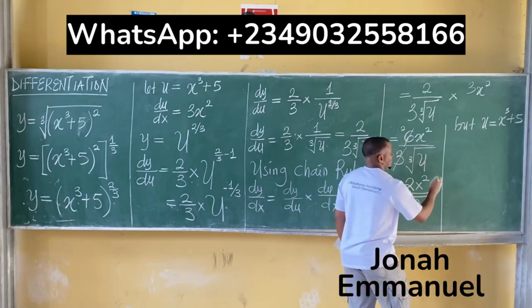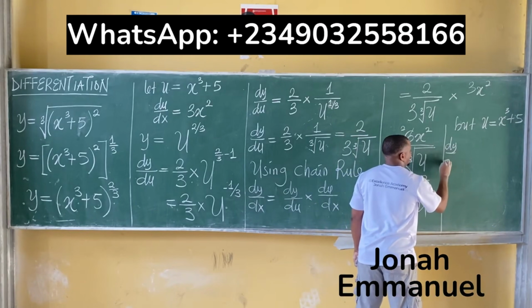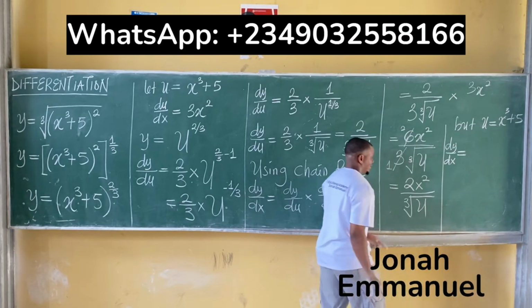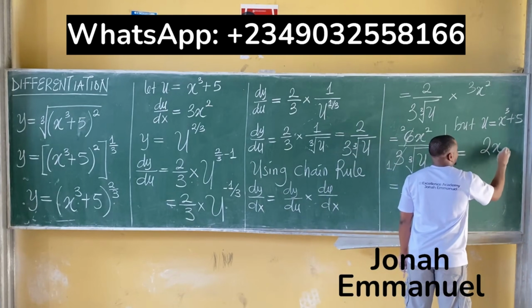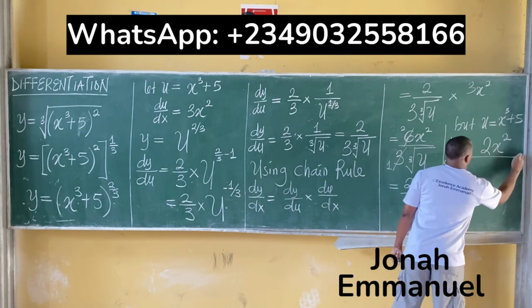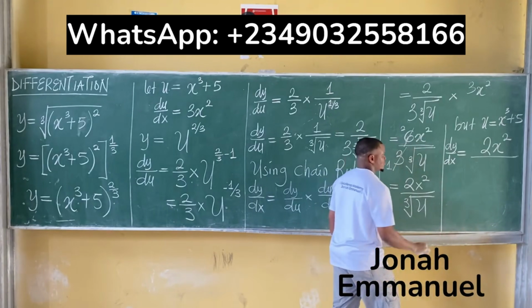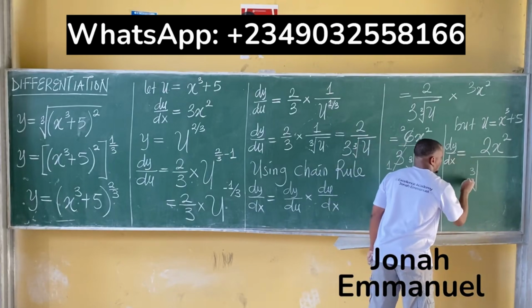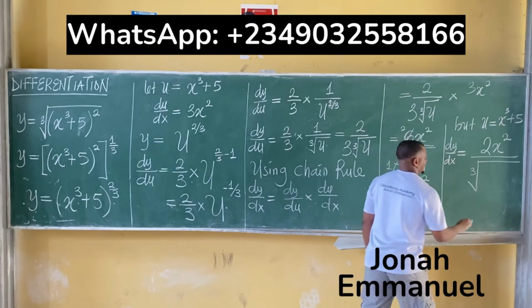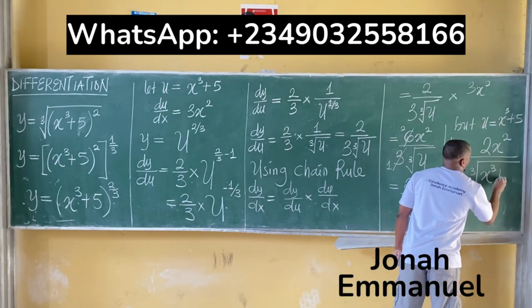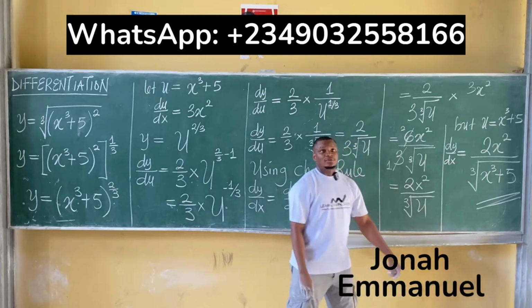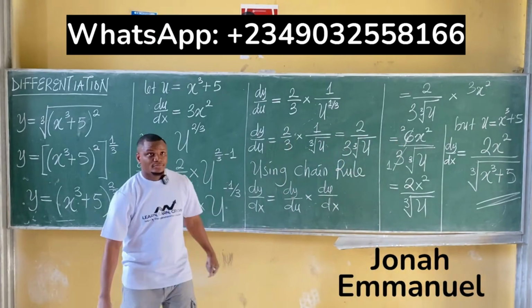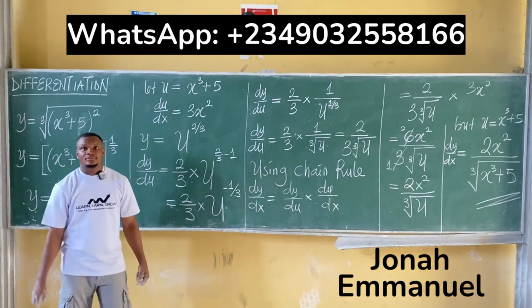What do you have there? You have that dy/dx is equal to 2x squared all over the cube root of x cubed plus 5. That's your answer. So that's how it's done.